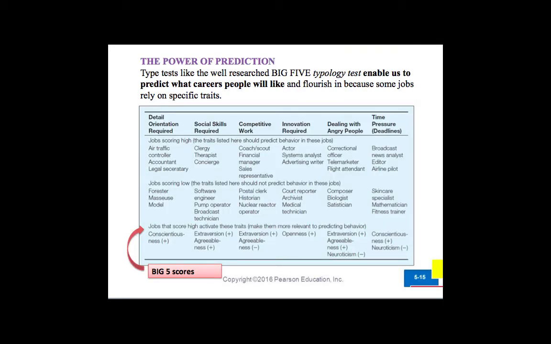So here's more about the power of prediction and how these kinds of scores, like jobs that score high, activate these traits, making them relevant to predicting behavior. So high in conscientiousness requires detail. The detail-oriented jobs work really well for them. Low scores, not as good a job for somebody who's high in conscientiousness. So you can see that and there's enormous amount of detail that's actually a lot easier to read than this. This is a matrix laid out from a research report, but you can see how these variables will be cross-related.